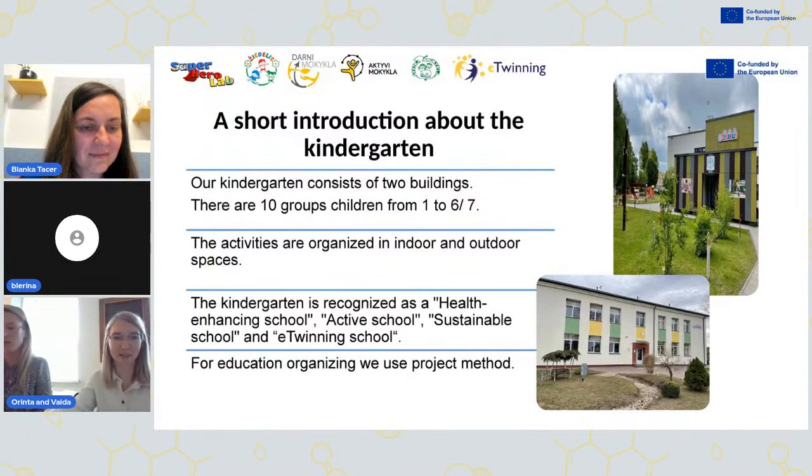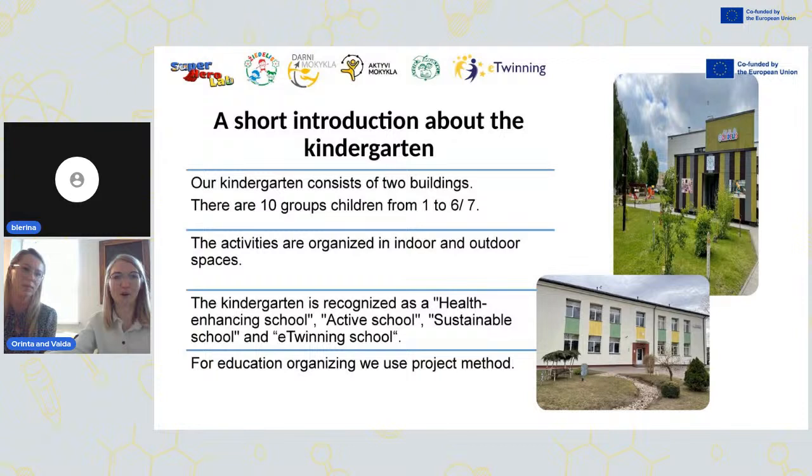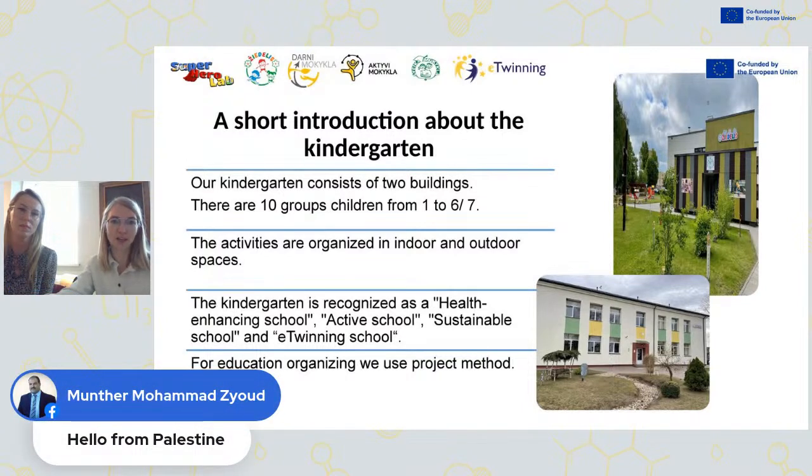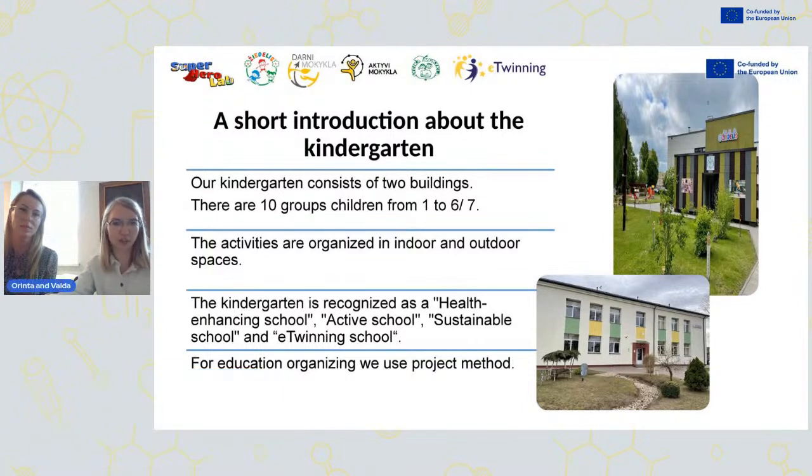Our kindergarten, we are from Lithuania, consists of 2 buildings. So we are 2 in 1, and we have 10 groups, with children from 1 to 6 or 7 years old. The activities are organized outside and indoors. The kindergarten is recognized as a health-changing school, active school, sustainable school, and a twinning school. For organizing education, we use the project method. We will tell about it a bit later.